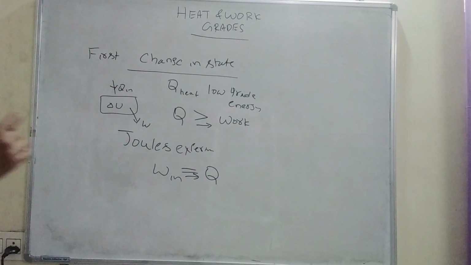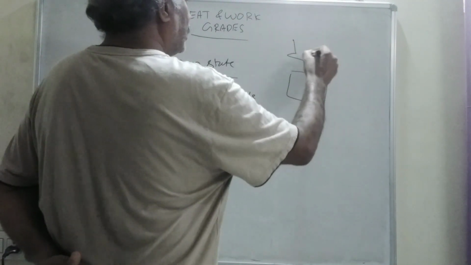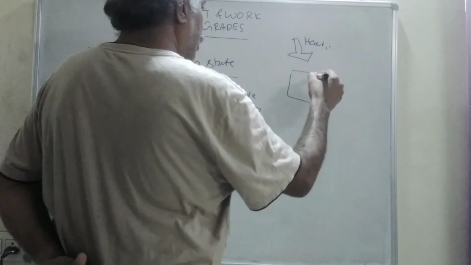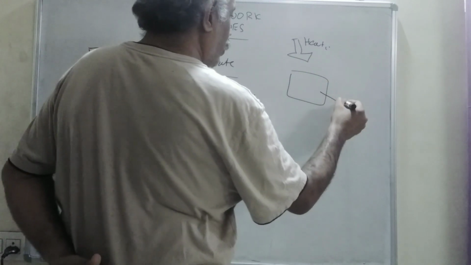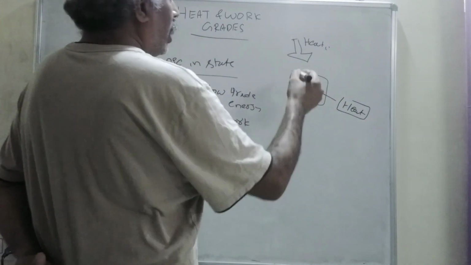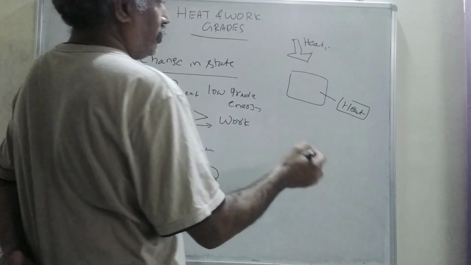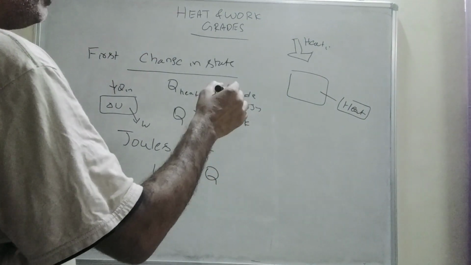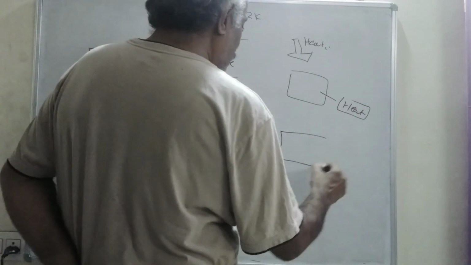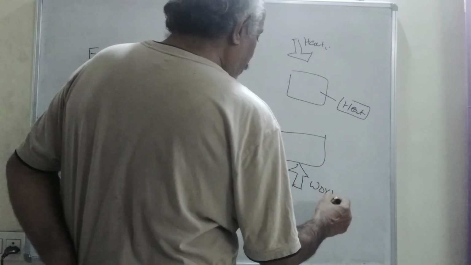So the first law only says that if you are supplying some amount of heat to the system, the system will absorb the same amount of heat, and this heat is not completely converted into the work. So that is the reason why this is called a low grade energy. But whereas if you supply some work to the system, this work will be completely converted into heat.